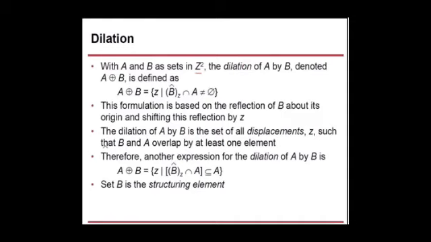So now we will discuss in detail about dilation. If we have A and B, two sets in Z square, then dilation of A by B is given by A dilation B. This is the sign of dilation, where B Z cap intersection A is not equal to empty set. This formulation is based on reflection of B about its origin and shifting this reflection by Z. Students, this is the way of representation of dilation. Now we will show this diagrammatically in the further slides.